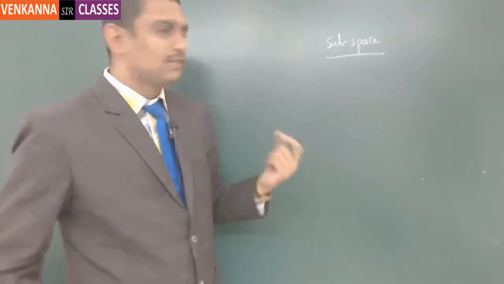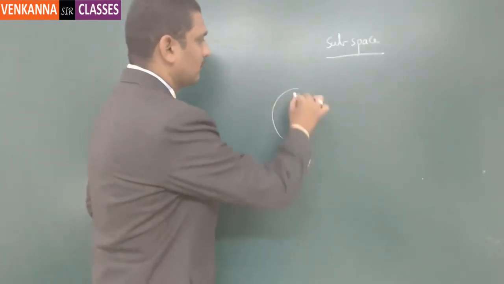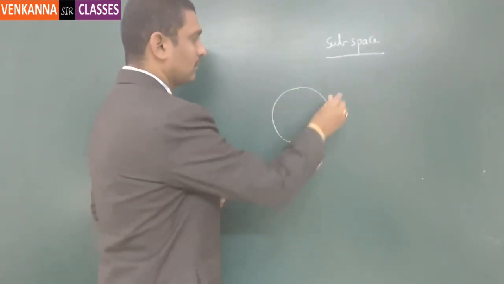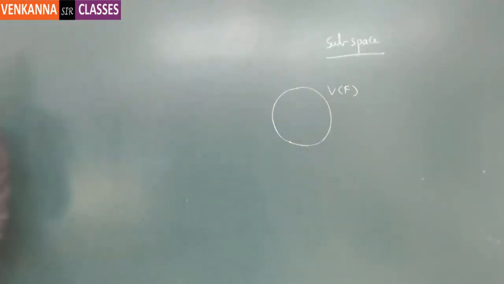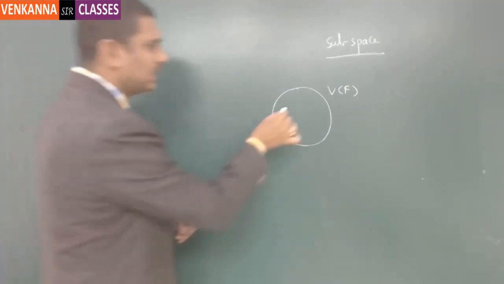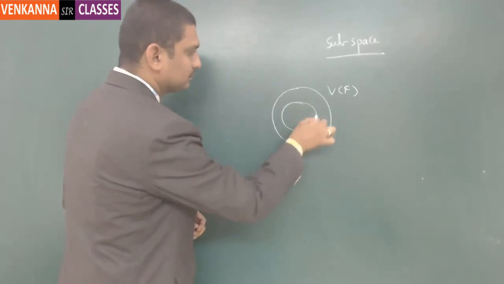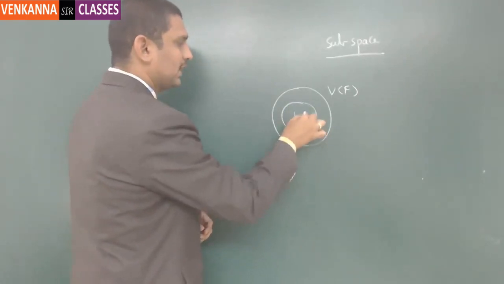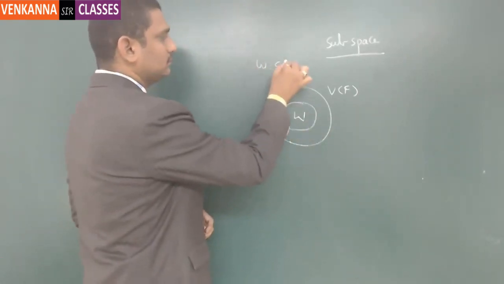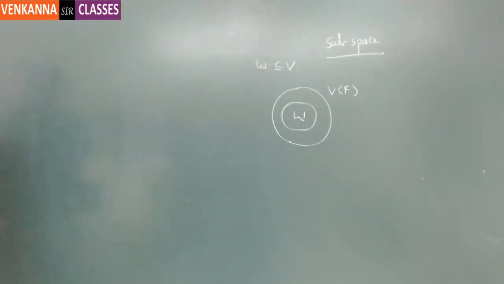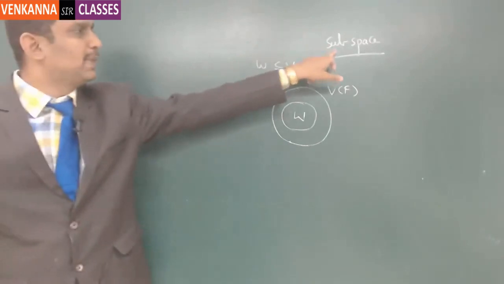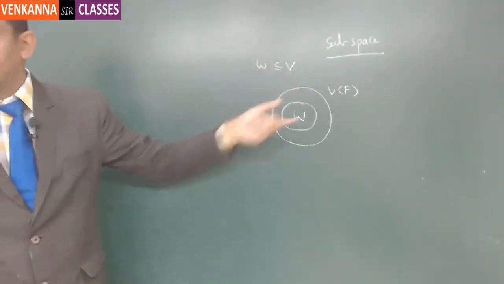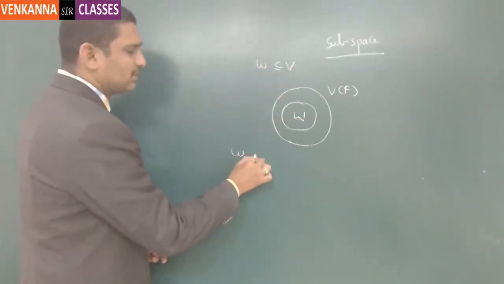So, subspace. Suppose you take a vector space V over F and you take a subset in it, say W. We say that W is a subspace of V if W itself is a vector space.